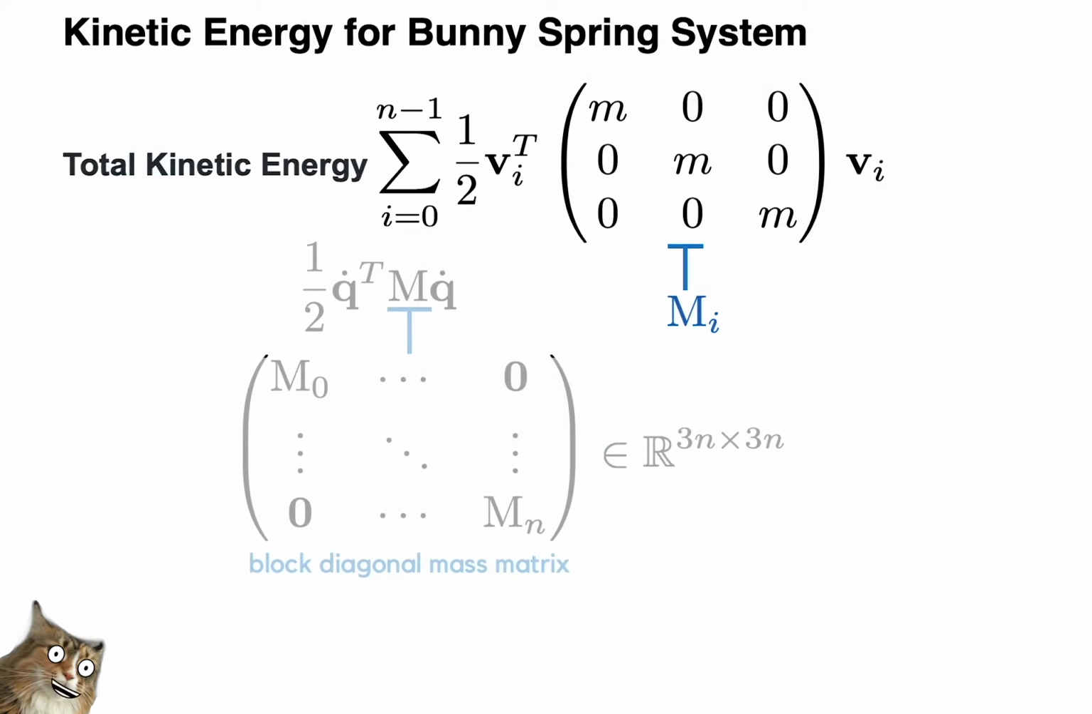And the similarities continue. The total kinetic energy of the bunny is the sum of all the kinetic energies of the individual particles. Again, we can condense this sum using our generalized velocity vector by introducing the mass matrix M for the entire bunny. And here, the mass matrix is again a block diagonal matrix, but it's rather bigger than before. It's a 3n by 3n block diagonal matrix with 3 by 3 individual particle mass matrices along the diagonal.